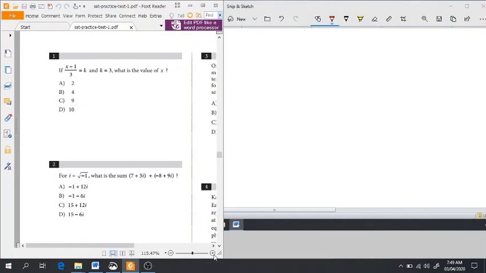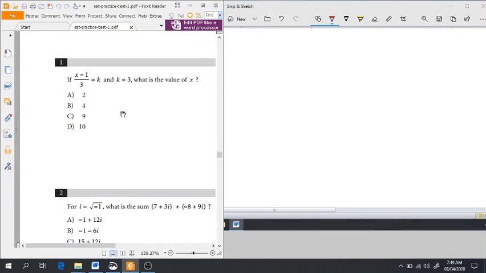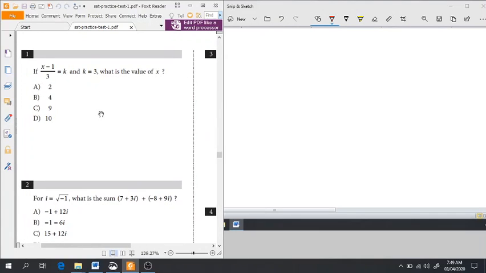First question here is, if (x minus 1) over 3 is equal to k and k is 3, what is the value of x? So (x minus 1) over 3 is equal to the value of k, which is 3 here. So they're asking what is the value of x.